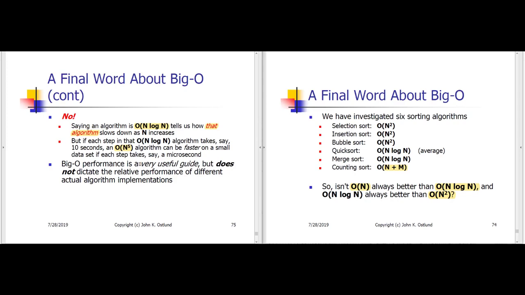Okay, so big O performance is a useful guide and tells you a lot about the performance of a specific algorithm, but it does not tell you absolutely, for data sets of a given size, how one algorithm is going to perform relative to another algorithm. Ultimately, you have to do a test.